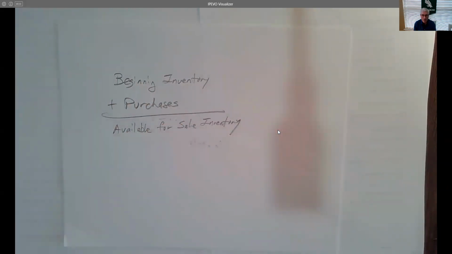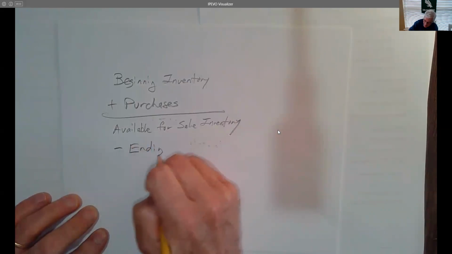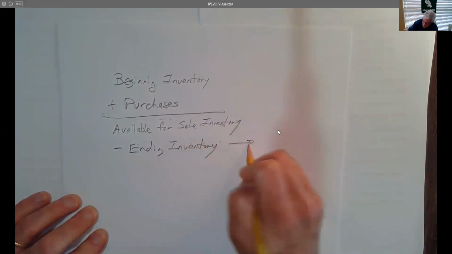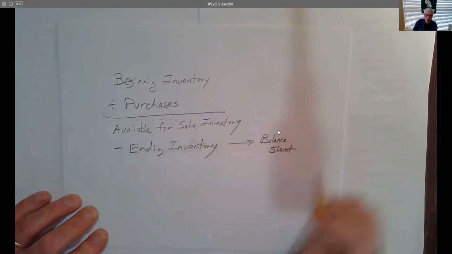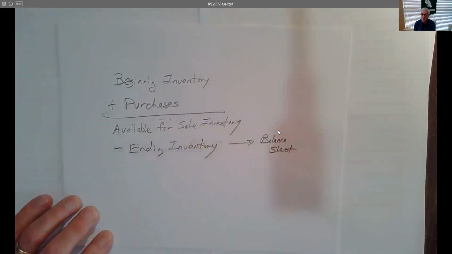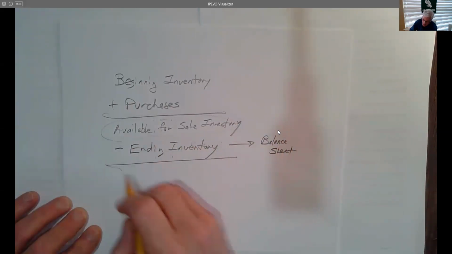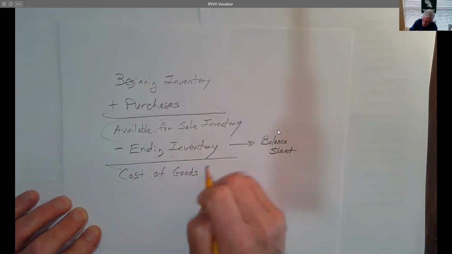And then we're going to go out and count how much we have left at the end of the accounting period, and we're going to subtract that out. That's the ending inventory. The ending inventory, by the way, is the amount that's going to show up on our balance sheet. Products that we still own. The balance sheet represents things we own. The things that are missing between what was available for sale and ending inventory, that's amounts that we sold. And so available for sale minus ending inventory equals cost of goods sold.